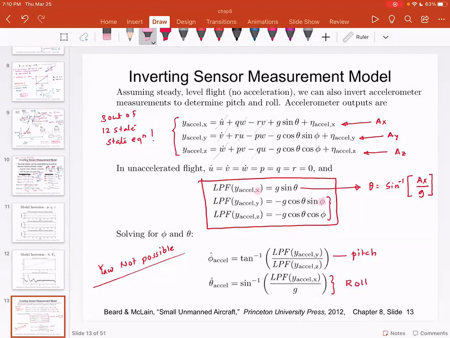So this is the acceleration output in the X direction, in the Y direction, and in the Z direction. These three are different accelerometers. Acceleration X is the accelerometer in the X direction, acceleration Y is the accelerometer in the Y direction, and acceleration Z is the accelerometer in the Z direction. But you can use X to find out the value of theta, and then use this theta in this equation, and then find out the value of phi.